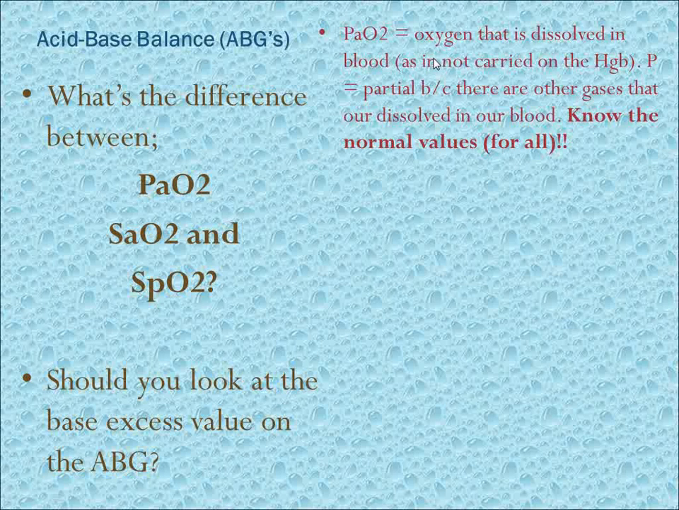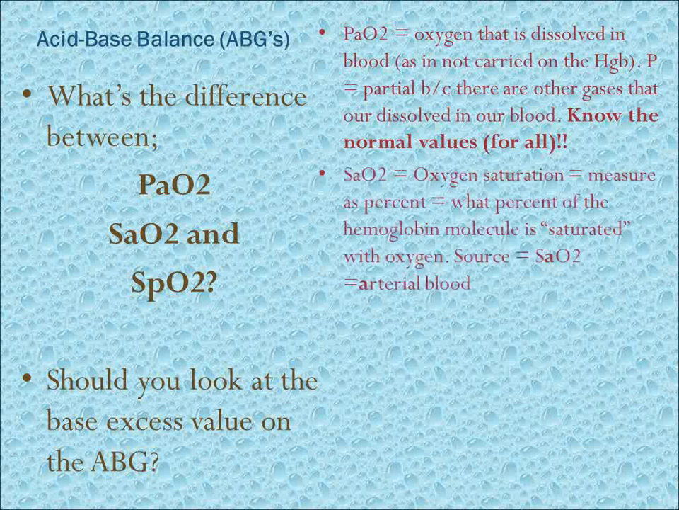Now, you do not have to understand what I just said. What you have to do is recognize that the PaO2 really tells you about your patient's oxygenation status, and you have to know that the value is between 80 and 100 millimeters of mercury. That's the piece you have to know, that normal is between 80 and 100.